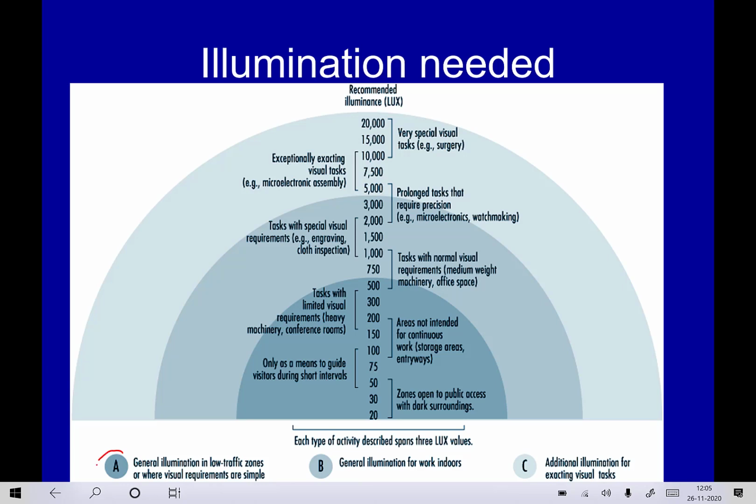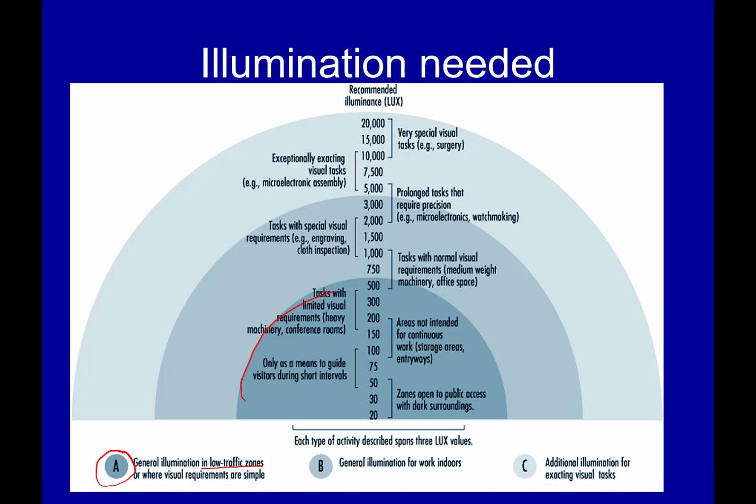The first one is a very dark zone. This one is general illumination in low traffic zones or where visual requirements are simple. So that is this zone. The second one is the B zone, that is this zone, and the third zone is this where additional illumination requirements are there. So what it indicates, basically, is the kind of lighting requirements in lux for the different jobs. So this is like the broad grouping into three different kinds of activities.